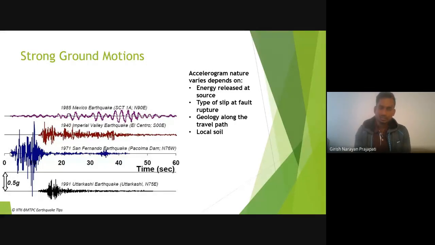And the local soil: what kind of soil is there? It can be soft soil, medium soil, or hard soil. Hard soils are generally made of rock, and soft soils are sandy soils.